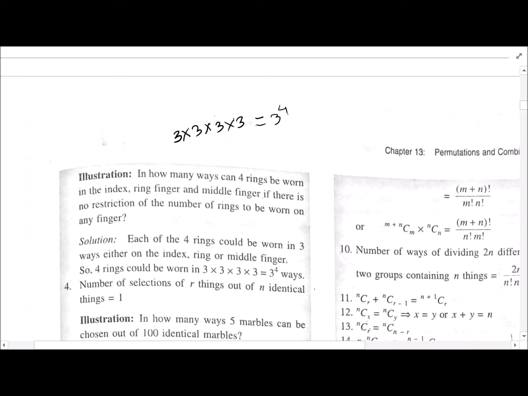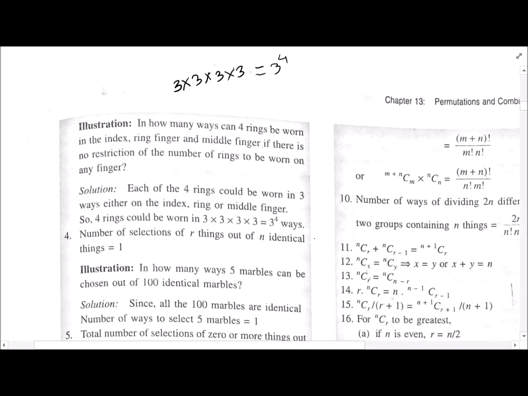Some students make a mistake. They do like this: for the first finger, I have 4 rings. For the second finger, why second finger? Because you can still place another ring in the first finger also. So this way it will not work. Okay, so 4 into 4 into 4 will not work. That's why 3 into 3 into 3 into 3. So 3 power 4.